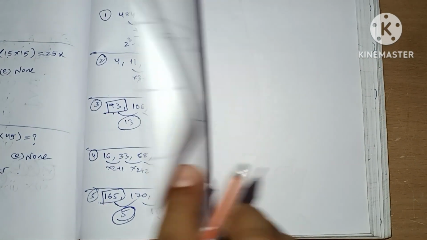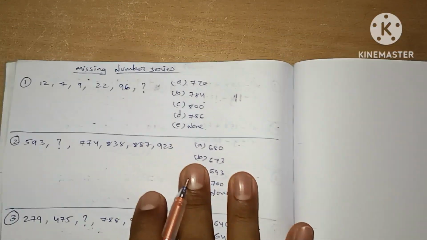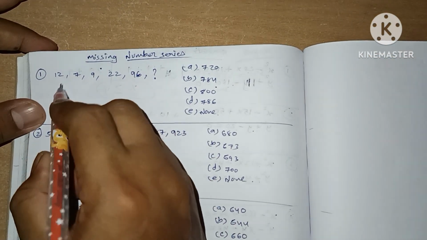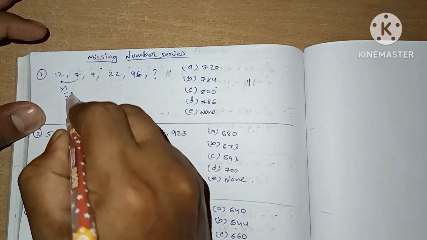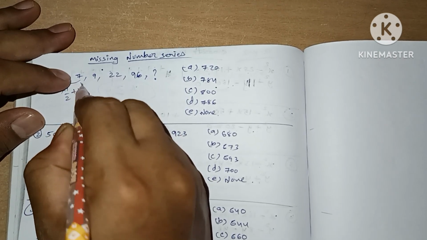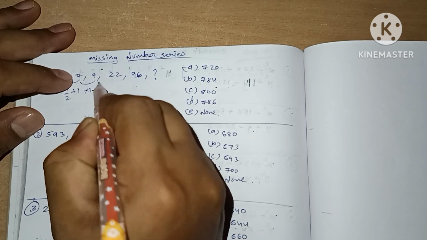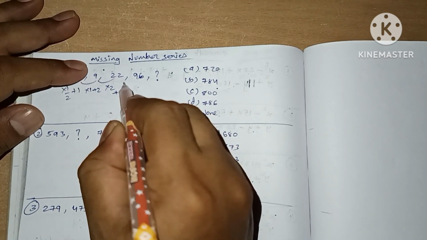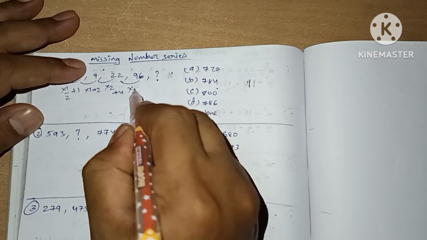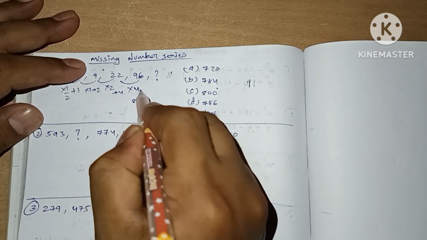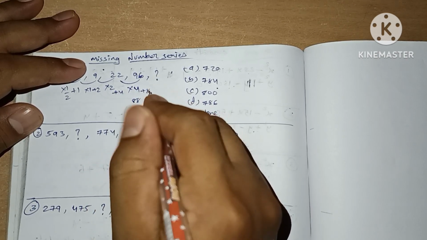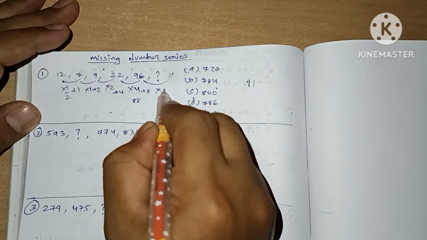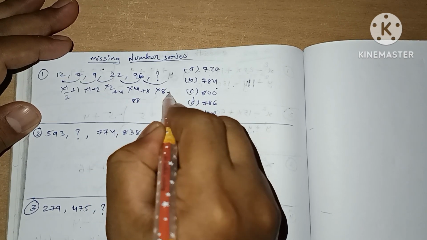Now we are going to see missing number series. Missing number series, first question. Here it is half times will be 6. 6 plus 1 will be 7. Into 1 plus 2. It is into 2 plus 4 times will be 22. It is into 4 times 88 plus 8 will be 96. So it must be into 8 plus 16.